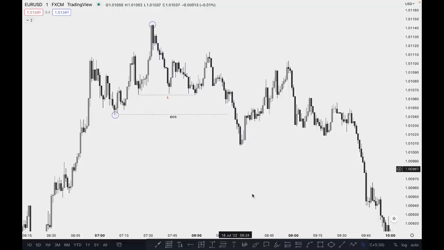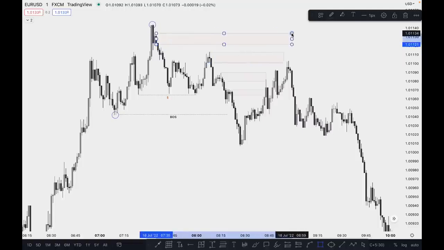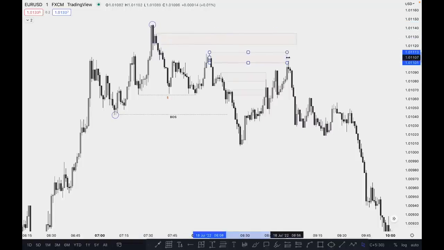After the break of structure, you can see we have multiple order blocks here. The first order block is here, the second order block is here, the third order block is here, and the fourth order block is here. So in this case, you can see these are four order blocks, and most traders get confused about which order block they should use for the buy and sell.